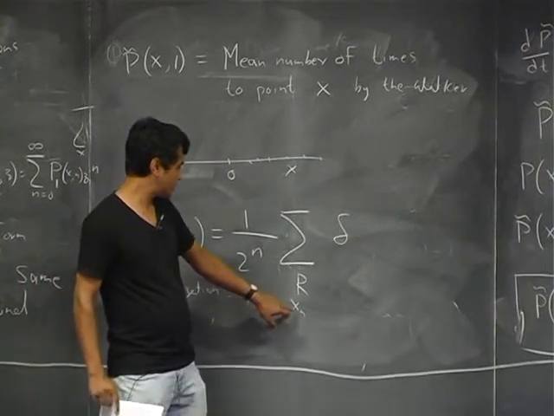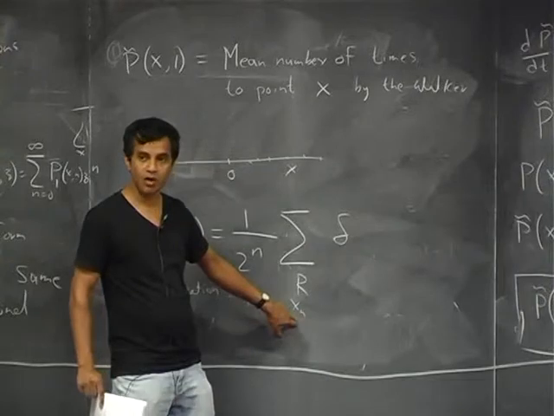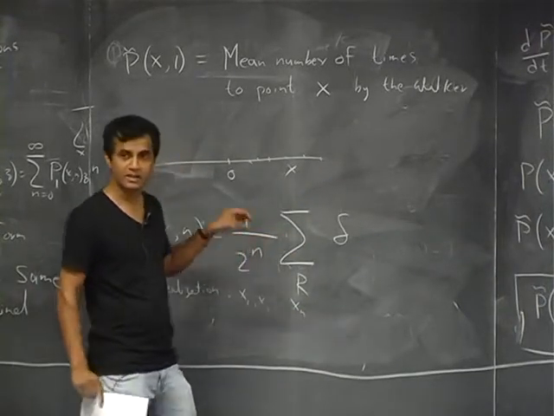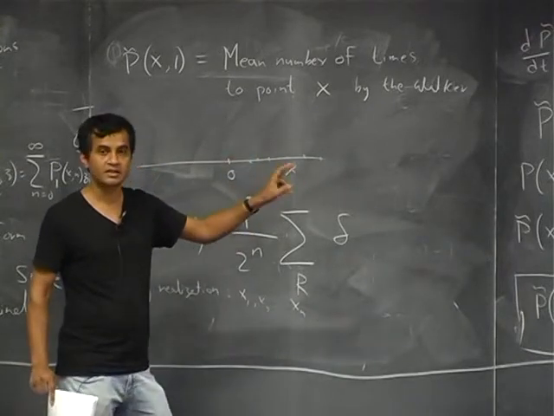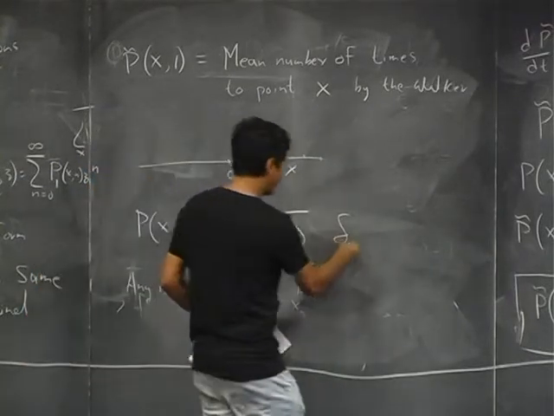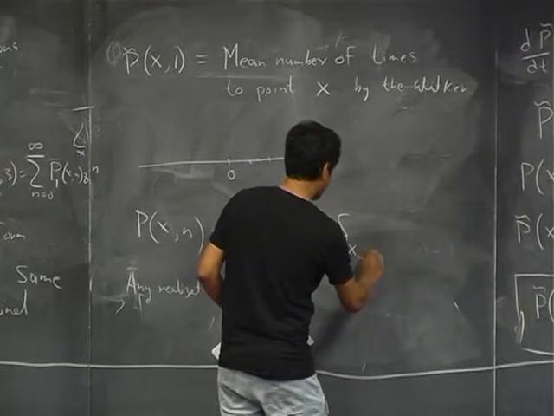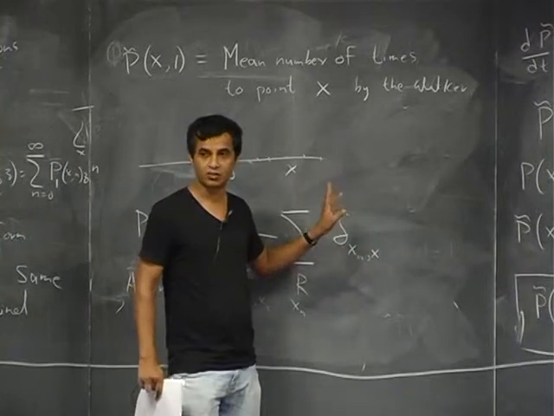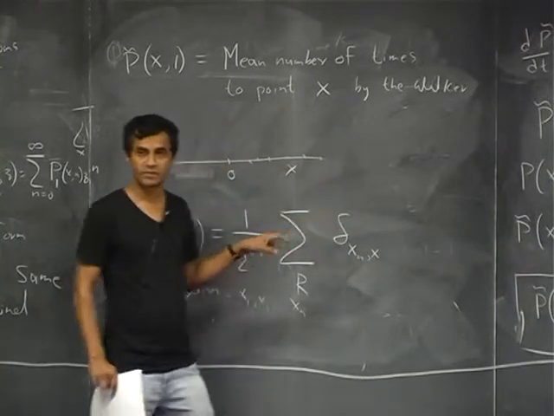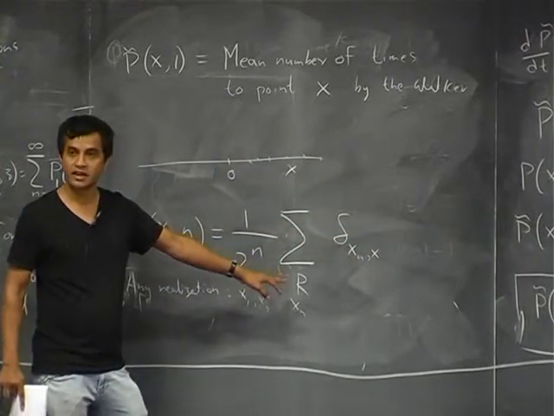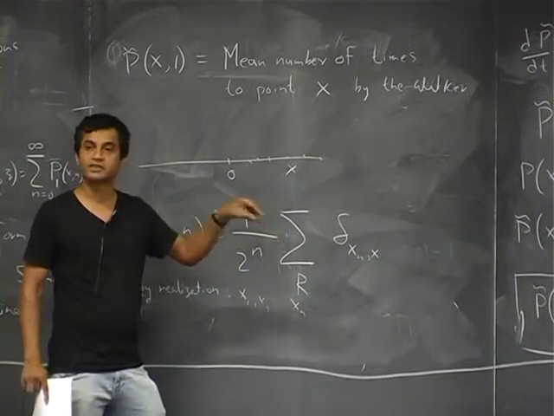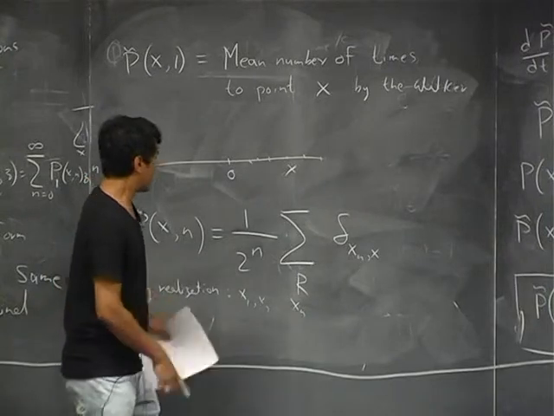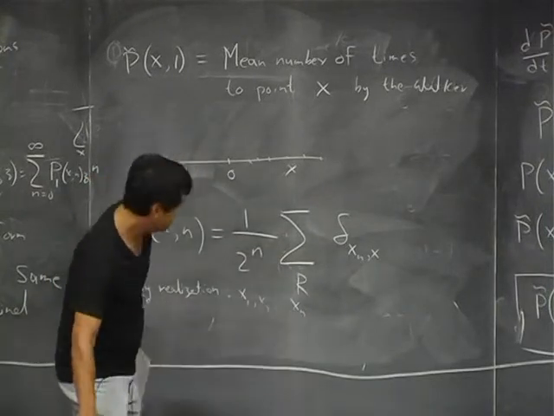And I look at the end of the walk, the position should be at x. I count those walks, right? Out of all those walks, I just count the walks which have ended at this position x. So I just put delta of xn comma x. So this is an indicator function. It's just a delta function. If xn equals x, it's 1. Otherwise, it's 0. Right. So I just sum over all these realizations, and I look for the realizations for which the walk has ended at x. Okay. So this is P of xn.